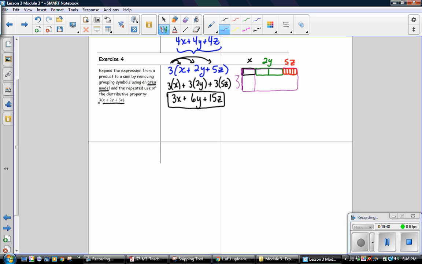This portion would be 3x. This portion would be 2y. And the last portion would be 5z. So we have 3x, the middle portion here, this would be 6y. Drawing these arrays can help us get that part correct. And here, this is 15z. And that's why it's a good idea to draw those lines. So we have 3x plus 6y plus 15z.